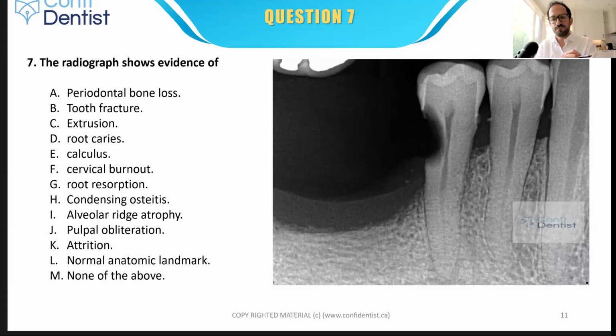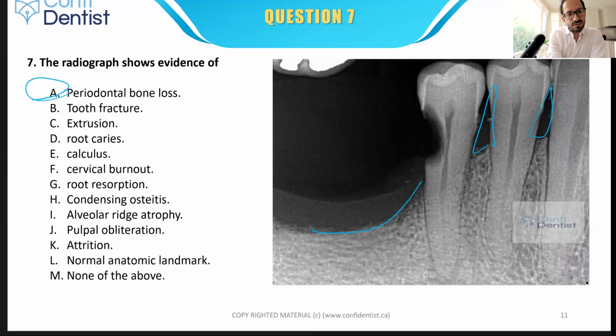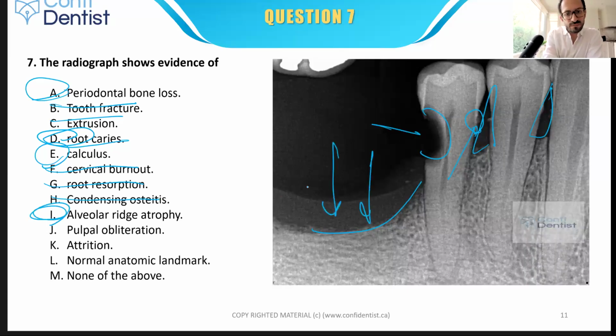Okay, so let's begin. Periodontal bone loss, so obvious. Yes. No tooth fracture, no extrusion, root caries, very obvious. These radiolucents, these root caries. Calculus, yes, I can see on the mesial surface. Okay. No cervical burnout, no root resorption, no condensing osteitis, and yes, we have alveolar ridge atrophy.